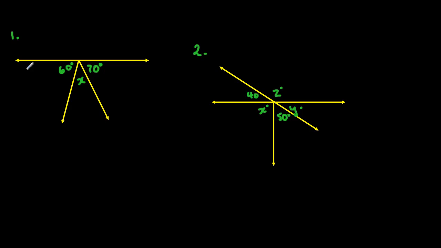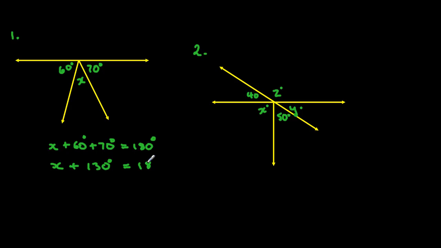Now, some of these look fairly complicated, but in reality, they're not. If we look at 60 and x and 70, once again, we can see that these are supplementary. They add up to 180 degrees. So let's write this out. X plus 60 plus 70 equals 180 degrees. Let's put our degree signs up here. So what we'll do is we'll combine these together. We'll add 60 and we'll add 70 and we get 130.